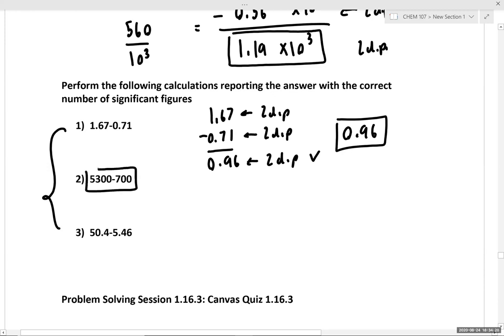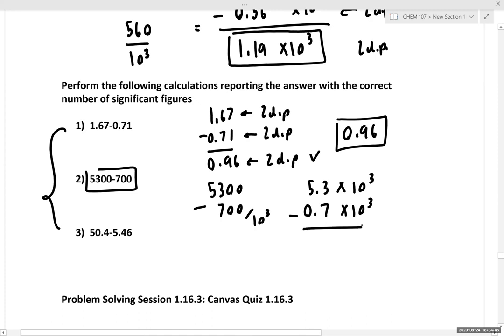So for 5,300 minus 700, I'm going to use the scientific notation method, and I can write this as 5.3 times 10 to the third. And I'm going to take 700 and divide it by 10 to the third to give me 0.7 times 10 to the third. Now that both of my numbers have the same power of 10, they can be subtracted. So for the first example, you don't need to round because this number already has 2 decimal places, as required in our final answer for this subtraction operation. Did that answer your question?